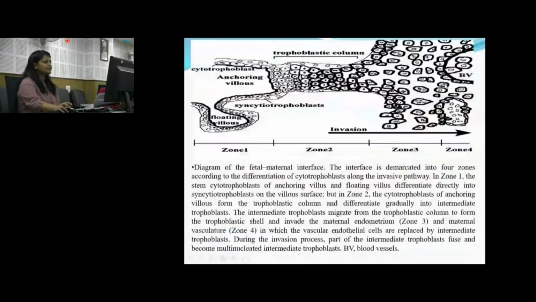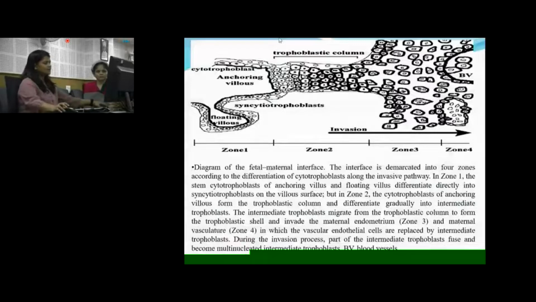Now this is a very important diagram. This shows the fetal maternal interface. This is the fetal interface and this is the maternal interface. Here the blood vessels are there on the maternal side, and this is the fetal anchoring villus. We can very well see the cytotrophoblast cells lining, and on top, without any cell boundaries, syncytiotrophoblasts covering. These cytotrophoblasts proliferate, and here in the zone 2 they interact with the endometrium of the mother. And here the invasion starts. These form the intermediate trophoblasts, and this then goes on to line the blood vessels of the mother. So this is the fetal maternal interface.